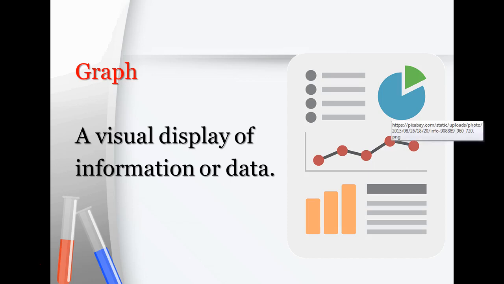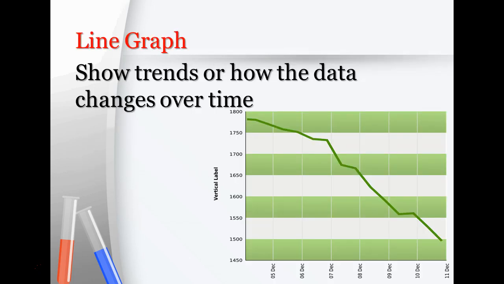A graph is a visual display of data or information. We have different types of graphs: line graphs, bar graphs, and circle graphs. A line graph shows trends or how the data changes over time. In math, you use this for rate of change, rise over run, those things, type of slope. Those are the ways they use those in math.